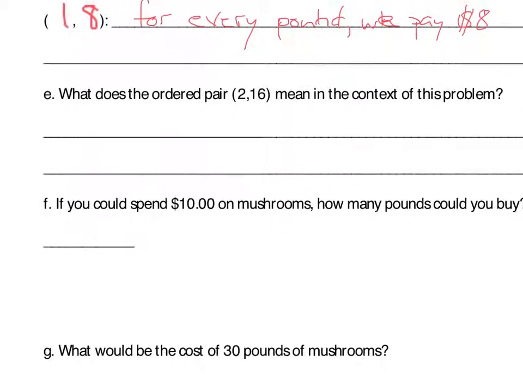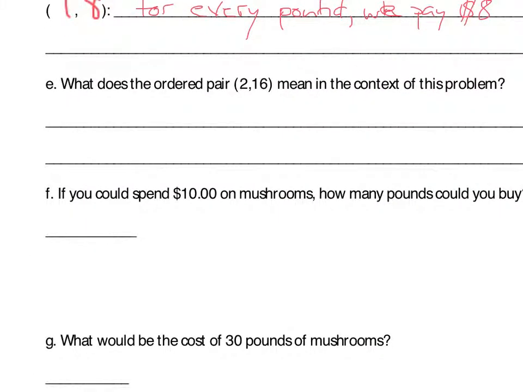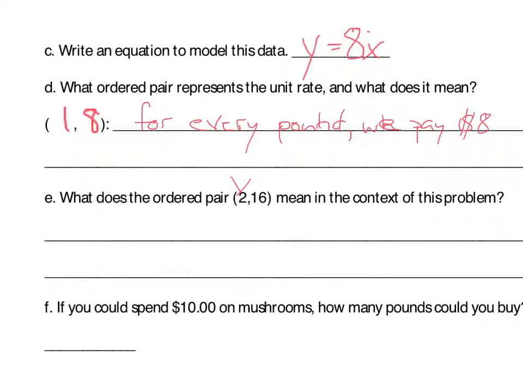All right, what does the ordered pair 2, 16 mean in the context of this problem? So this is our x, which is in pounds. We purchased 2 pounds of meat. If we purchase 2 pounds, the cost is our y, $16.